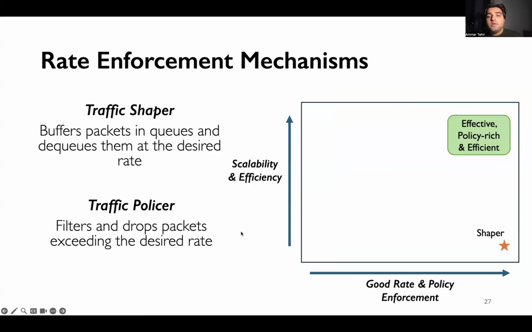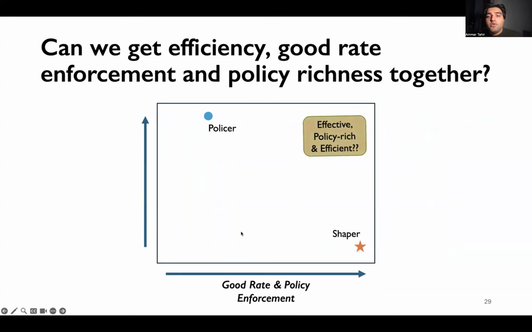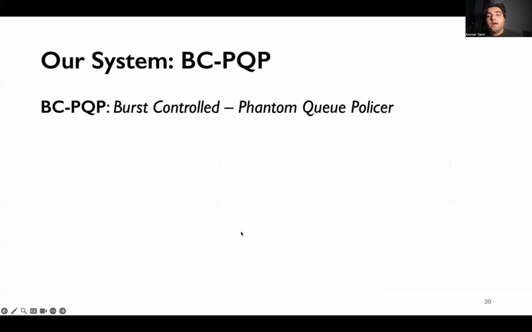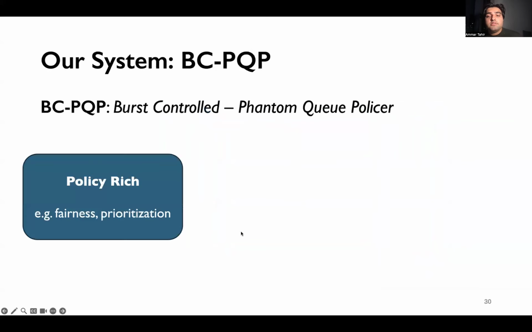So, unlike shapers, policers are efficient, but they are bad at doing rate enforcement and also don't support rich rate sharing policies. So in this work, we asked the question, can we get a mechanism that is efficient, has good rate enforcement, and is also policy rich? And our answer is yes. We present BC-PQP, which stands for Burst Control Phantom Queue Policer. It supports rich rate sharing policies like fairness and prioritization.